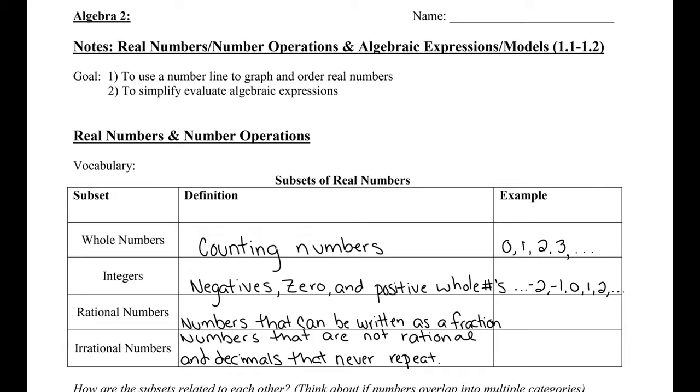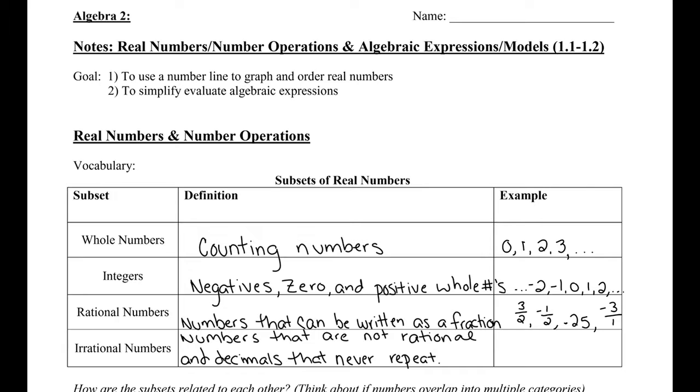Rational numbers are numbers that can be written as a fraction. So I could do something like 3 over 2. They could be negative if I wanted negative 1/2. I could use 0.25 because I could rewrite that as 1/4. I could also do something like negative 3 over 1.